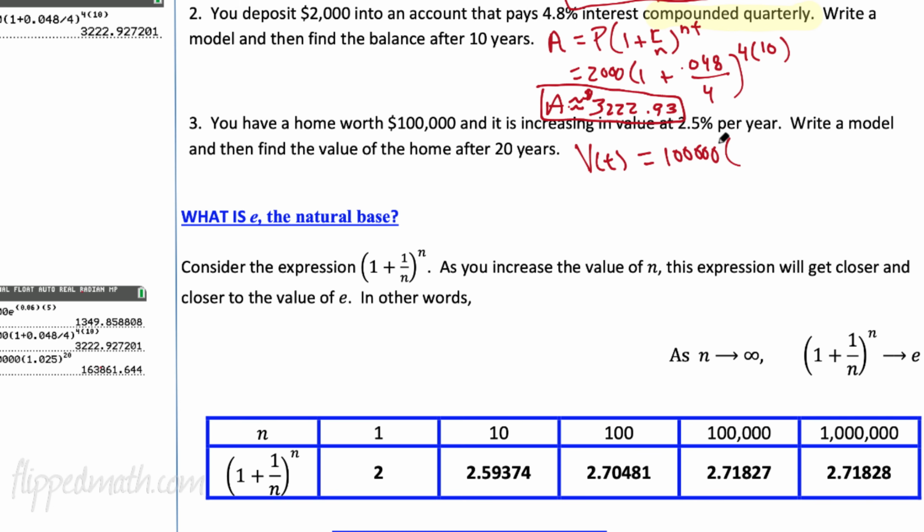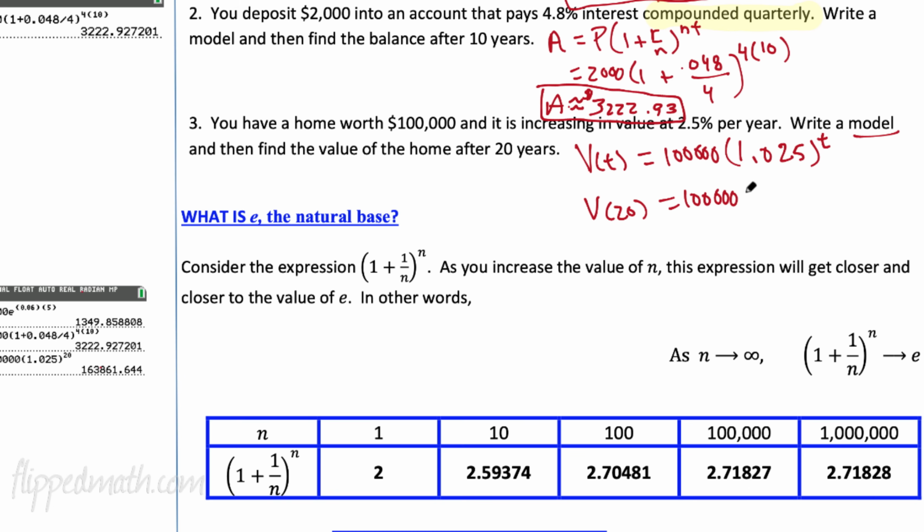Now we're doing a 2.5% increase. So remember, you have to add that to 100%. That's 102.5% of what you had before. Writing that as a decimal, we get 1.025, and we're going to write that down. Here's our model. It says write a model, boom. And then find the value of the home after 20 years. So that means we're just going to plug a 20 in.